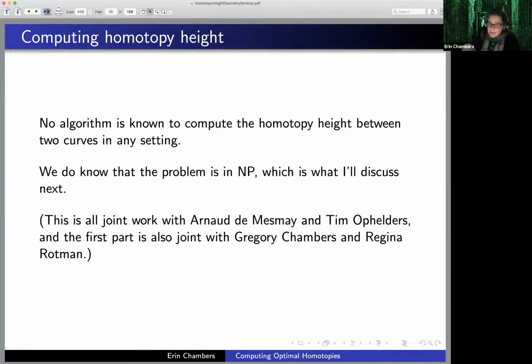So the next bit I'm talking about really covers two papers. Let me cite them at the beginning and thank my co-authors for all the images that they helped provide. This is all joint work with Arnaud de Mesmay and Timo de Wolf Velders. They were on the SoCG paper, but it's also pulling from a work that's been submitted to the Journal of Discrete Geometry with Greg Chambers and Regina Rotman as well. Greg is no relation, by the way, coincidence, but I do get a double Chambers paper on my CV now.